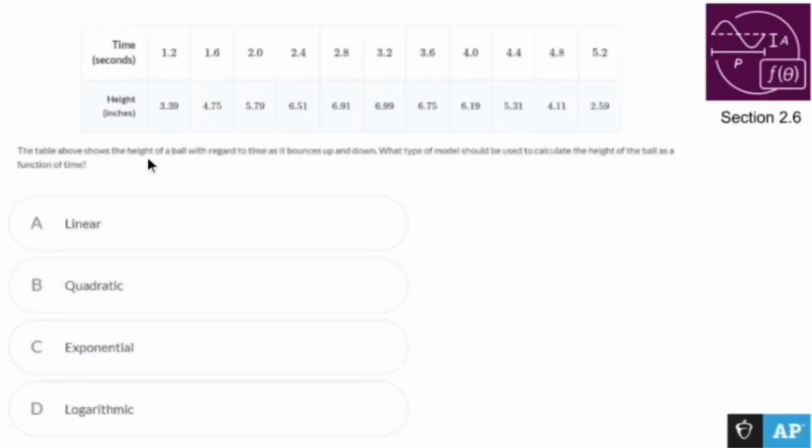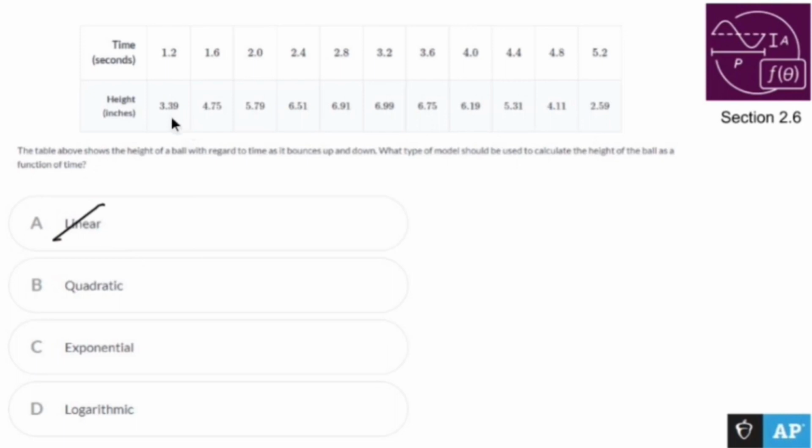The table above shows the height of the ball with regard to time, and it bounces up and down. What type of model should be used to calculate the height of a ball as a function of time? Basically, if you drop a ball and it bounces, and in this case it bounces a little bit more, and then peaks out a little bit less, a little bit less, a little bit less. It's definitely not linear.